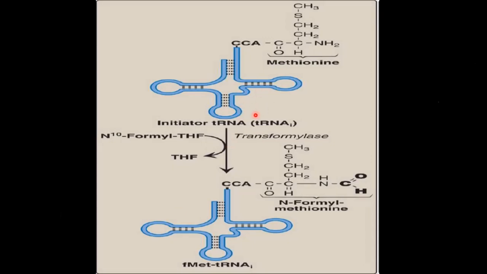So this is what happens in prokaryotes. You see, once methionine is added there, we formylate it. We add a formyl group, and the formyl group donor is N10 formyl tetrahydrofolate. The reaction is catalyzed by a transformylase. This is the fMet, formyl methionine, and it is the special initiator transfer RNA in prokaryotes. In eukaryotes, it's methionine.